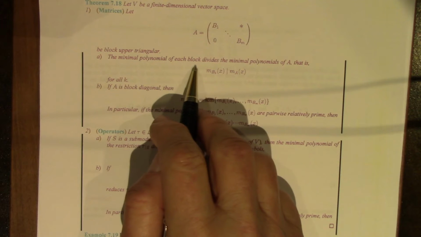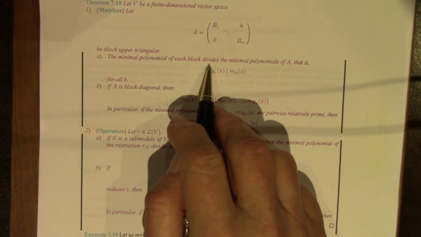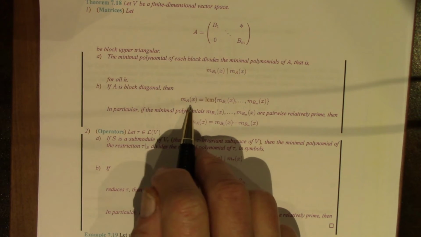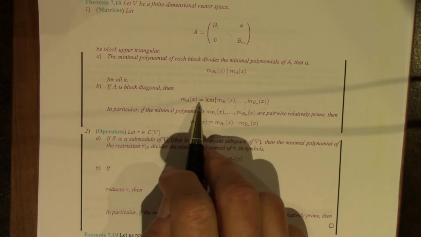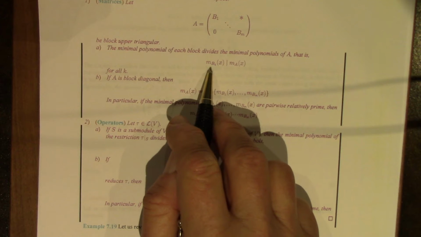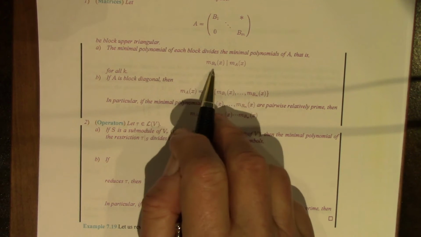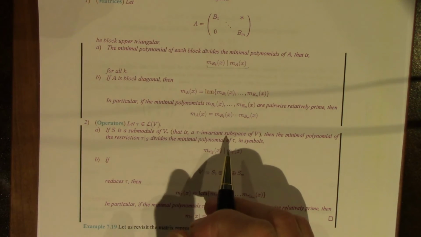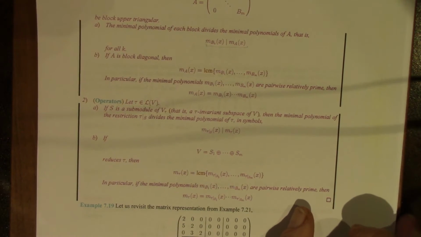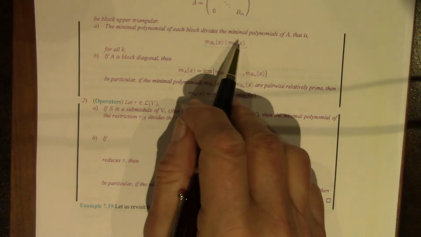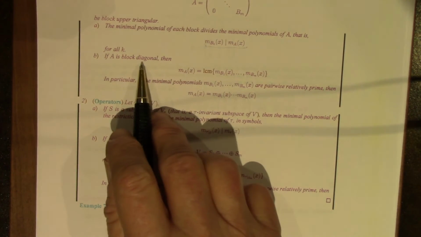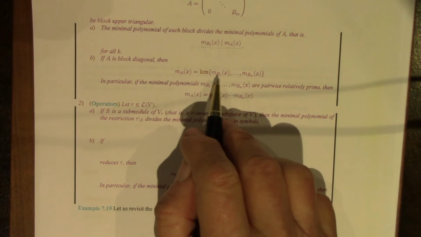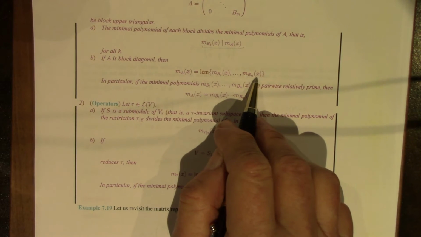The minimal polynomial of each block divides the minimal polynomial of A, and so the least common multiple will also divide the minimal polynomial of A. But this is probably somewhat more useful. One generally deals with each block separately, so I have this. But if A is block diagonal, then the minimal polynomial is equal to the least common multiple.